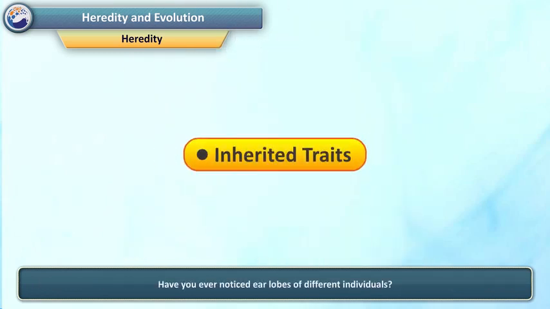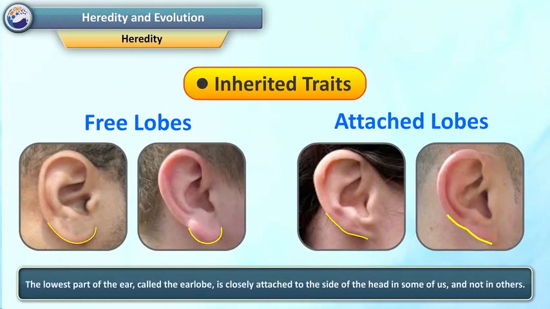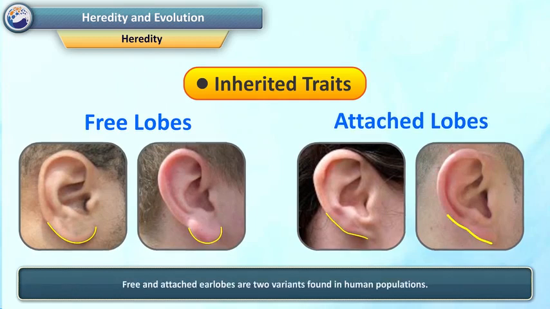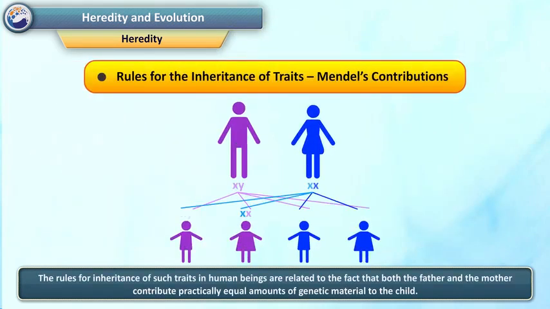Inherited traits. Have you ever noticed earlobes of different individuals? The lowest part of the ear, called the earlobe, is closely attached to the side of the head in some of us, and not in others. Free and attached earlobes are two variants found in human populations. The rules for inheritance of such traits in human beings are related to the fact that both the father and the mother contribute practically equal amounts of genetic material to the child.